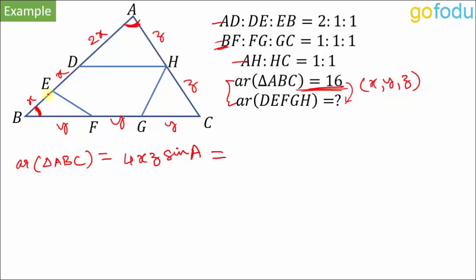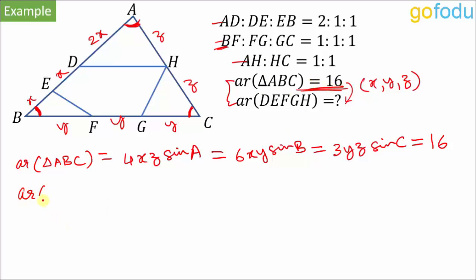That would be half 4x into 3y sine B, 6xy sine B, which could also be written in terms of this angle as half AC into BC sine C. AC is 2z into 3y, half 2z into 3y sine C, that is 3yz sine C. And by the way, this is equal to 16 units. Area of triangle ABC is given as 16.